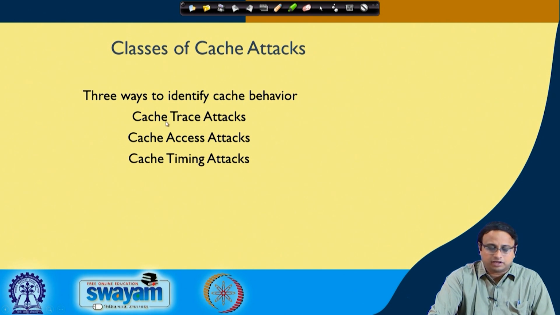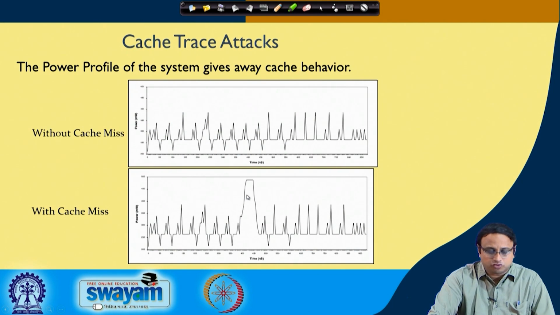For example, we have got cache trace attacks, cache access attacks, and cache timing attacks. So let us take a quick look at the differences between them. The cache trace attack essentially stands for the fact that suppose I do a simulation and, for all the accesses that a block cipher makes, I am able to understand whether they resulted in a cache hit or a cache miss.